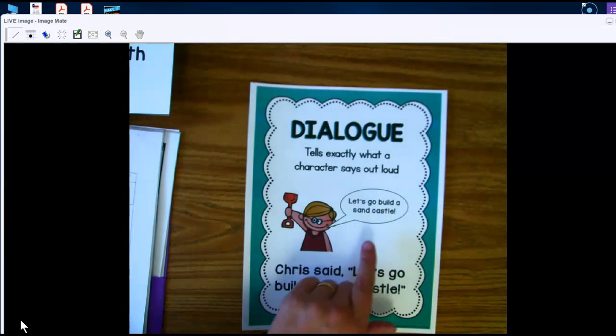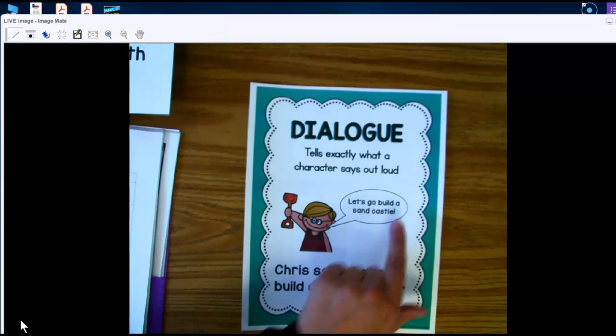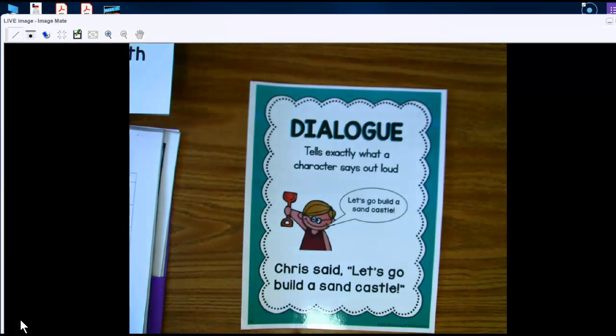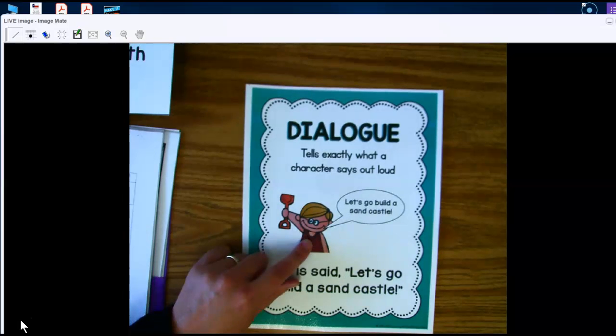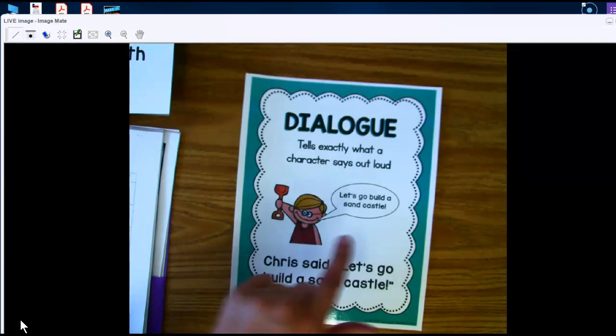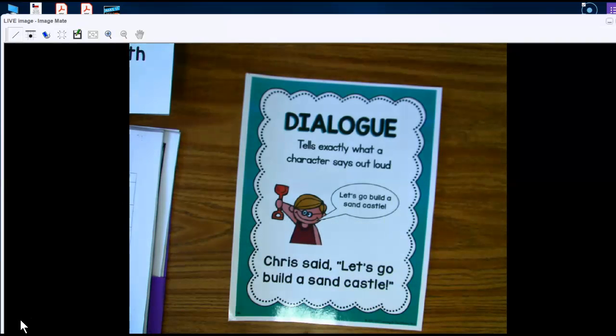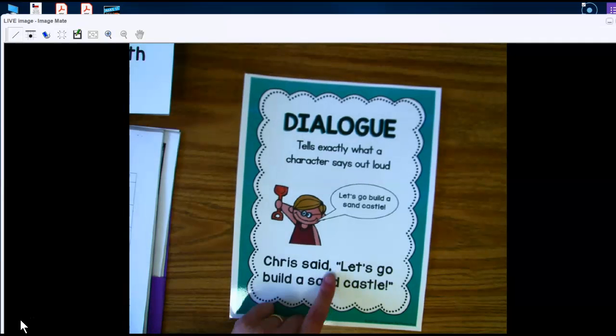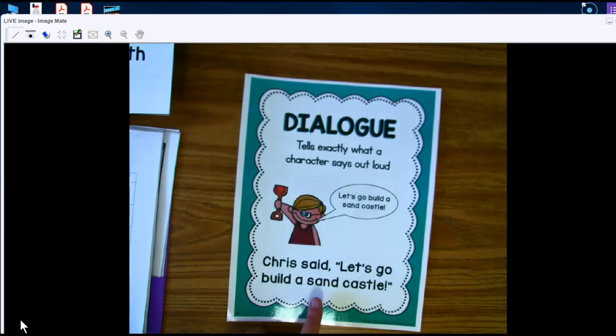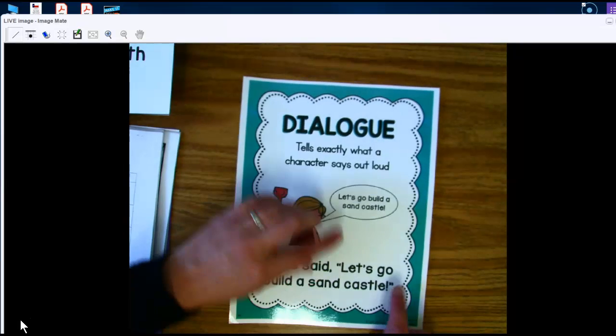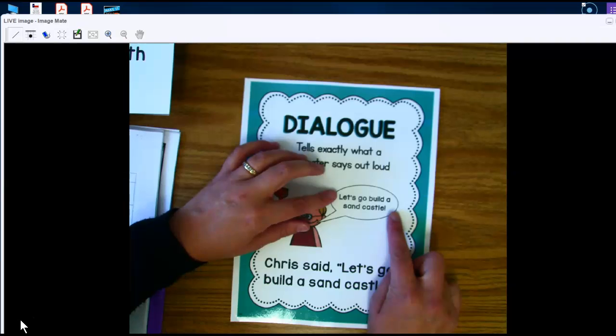So here's my picture with my speech bubble. Let's go build a sandcastle. Now in my writing, I can't just say let's go build a sandcastle because then the reader doesn't know who said it. In the picture, I know who said it, right? Because the speech bubble is pointing to the person. But if I do it in my writing, the reader doesn't know. So I have to tell them before I do it. So Chris said, see the comma? "Let's go build a sandcastle." And the quotation marks are around the words that would be in a speech bubble.